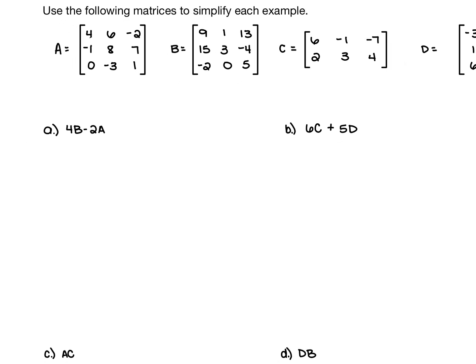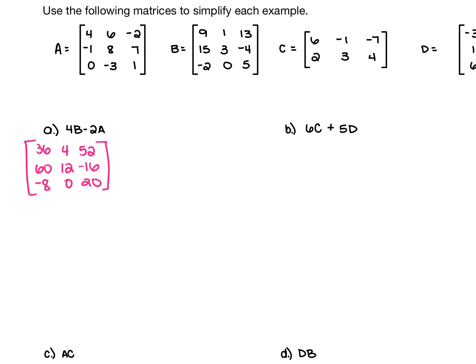So we're going to start by doing 4 times B. So it's going to give you 9 times 4, which is 36. 4 times 1, which is 4. 4 times 13, which is 52. 4 times 15 is 60. 4 times 3 is 12. 4 times -4 is -16. 4 times -2 is -8. 4 times 0 is 0. And 4 times 5 is 20. So that'll be your first matrix that you're working with.